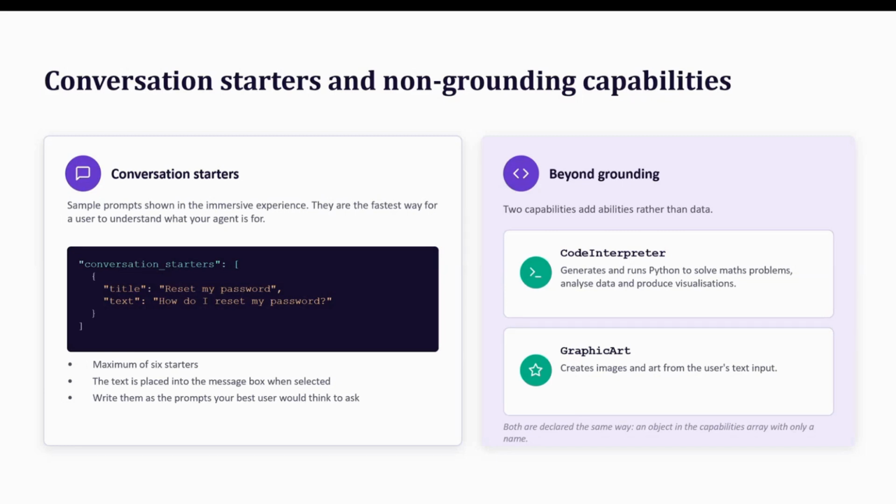The code interpreter is a capability that is used to analyze files using Python code. Suppose you have an Excel file and you have to analyze it using Python code. Then you can use the code interpreter, and it will automatically generate the Python code for data analysis.